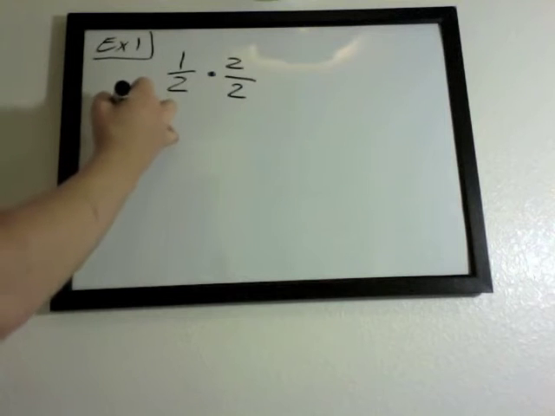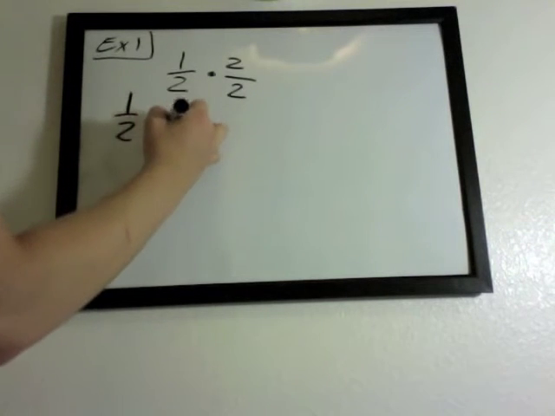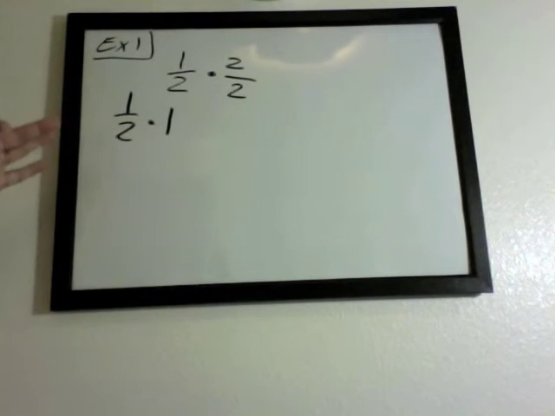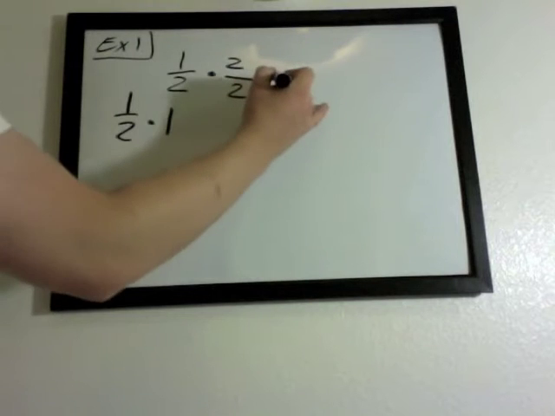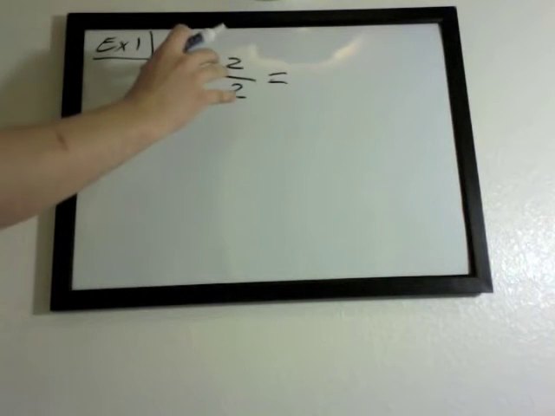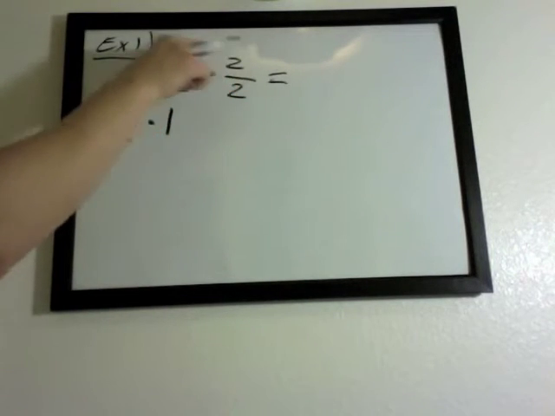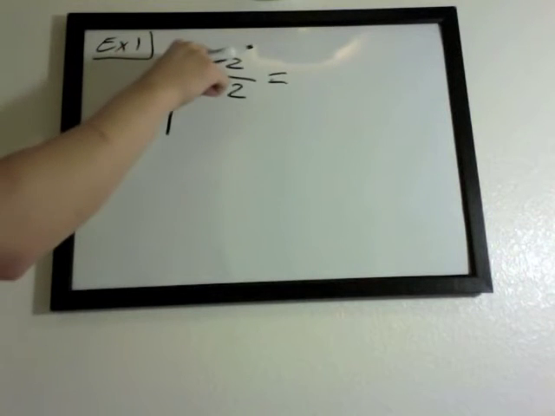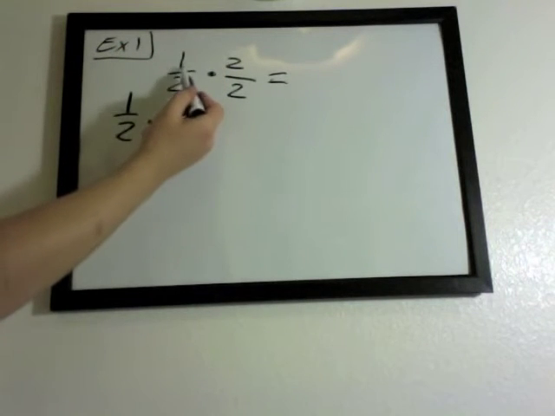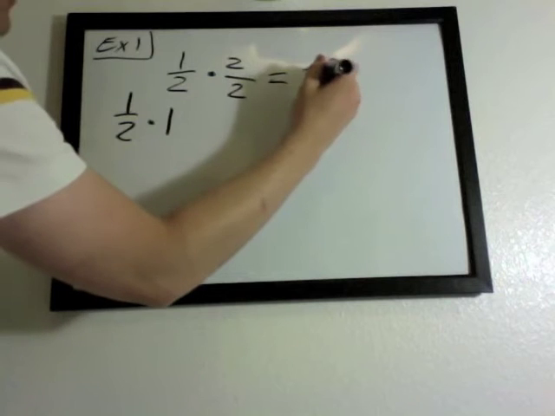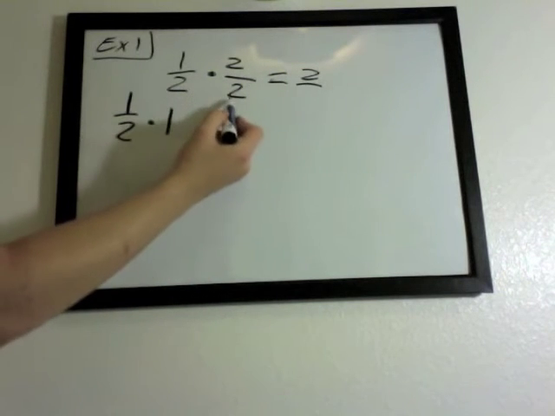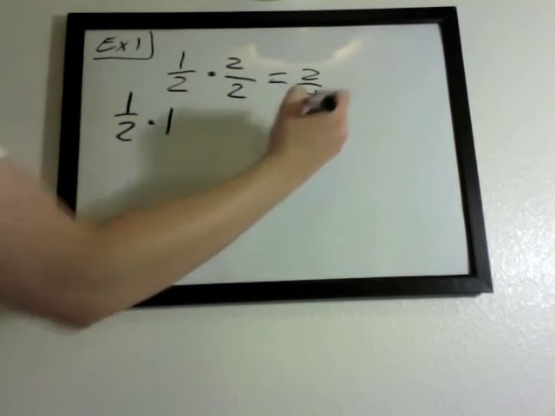So we're just 1/2 multiplied by 1. So we're not changing this problem. And we'll see this in a second. So let's look at what the answer would be. To multiply this, you just multiply top to top, bottom to bottom. So 1 times 2 is 2. 2 times 2, 4.